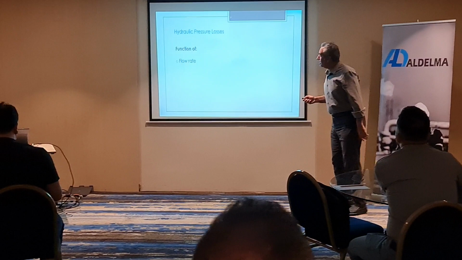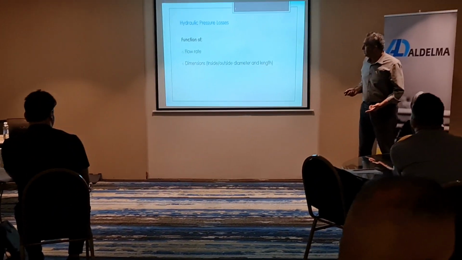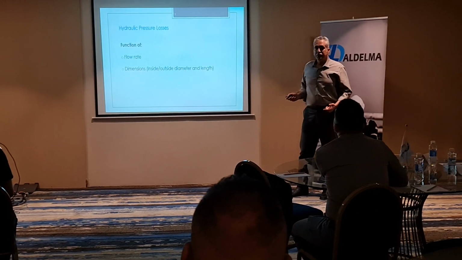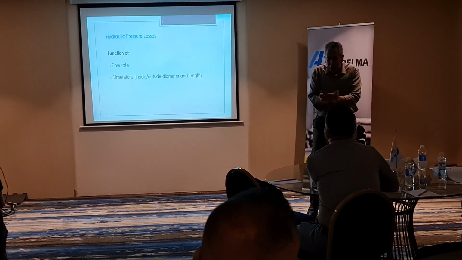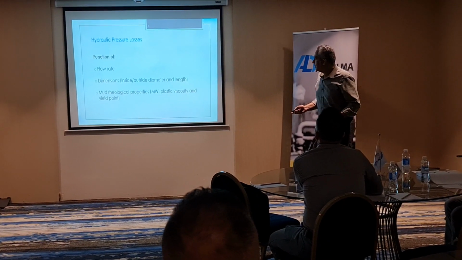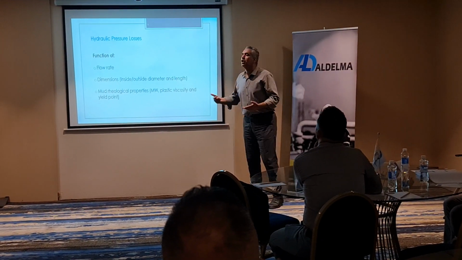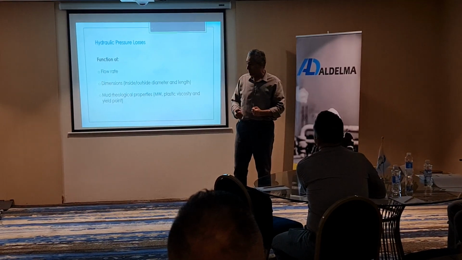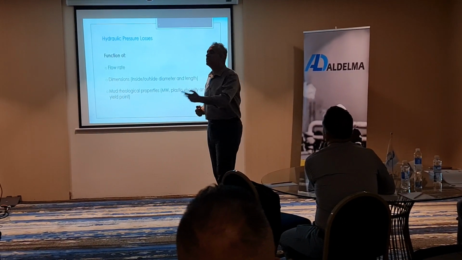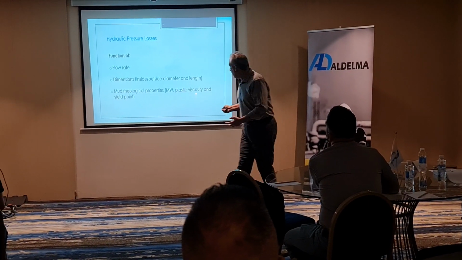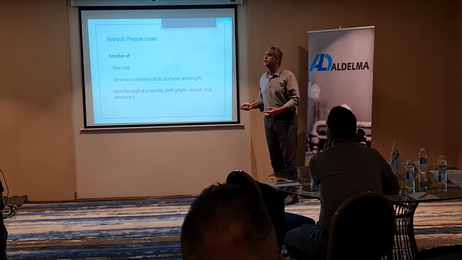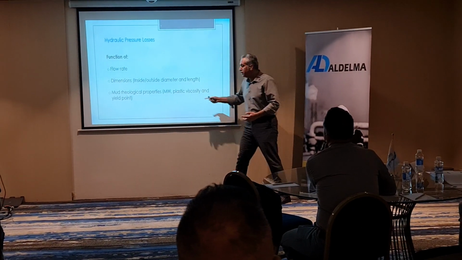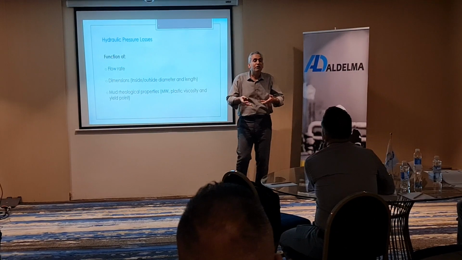This hydraulic pressure loss is a function of flow rate. More flow rate, more pressure loss. About the dimensions, yeah, inside diameter, the ID, OD. And also the mud rheological properties. What is the mud weight? Are we pumping 20 ppg mud weight, very heavy, or are we pumping like water or brine? Plastic viscosity, and also the yield point. That's why for the plastic viscosity, you should control it, not exceed.